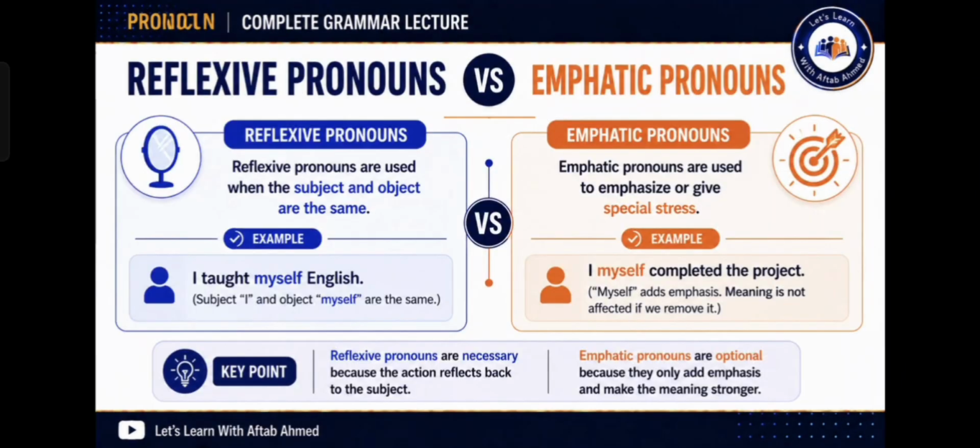Many learners find reflexive and emphatic pronouns confusing because they use the same words. However, their functions are different. Reflexive pronoun: I taught myself English. Here the action reflects back to the subject. Emphatic pronoun: I myself completed the project. Here the word myself adds emphasis. Remember, reflexive pronouns are necessary for the meaning of the sentence. Emphatic pronouns simply add stress or emphasis.